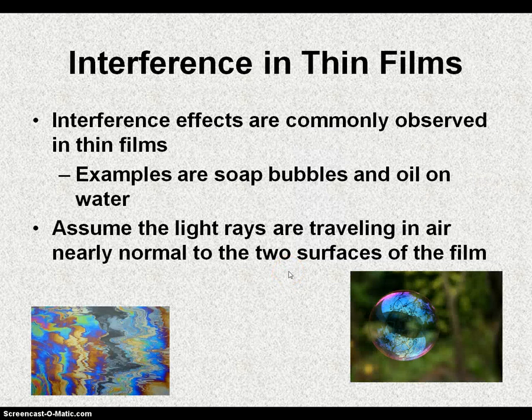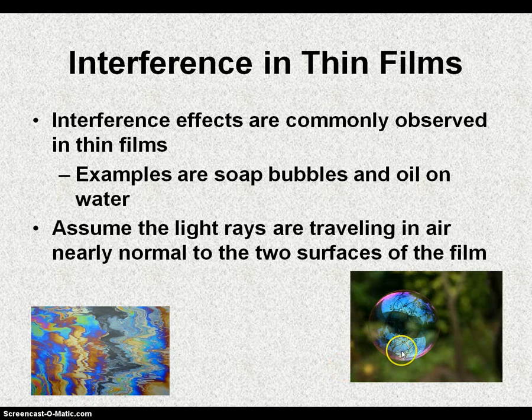This is important because this is what leads to interference effects in thin films. A thin film is just a thin medium that's over the surface or in between two surfaces. Some examples are oil on water and bubbles. If you look, you can see that iridescent color. That's because of interference that is happening within the bubble.